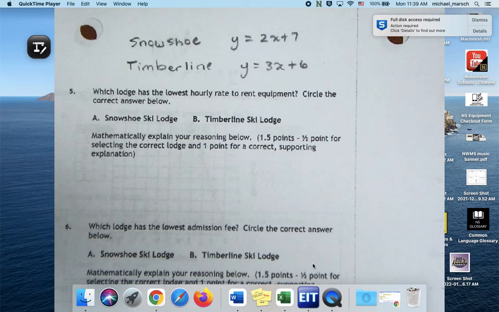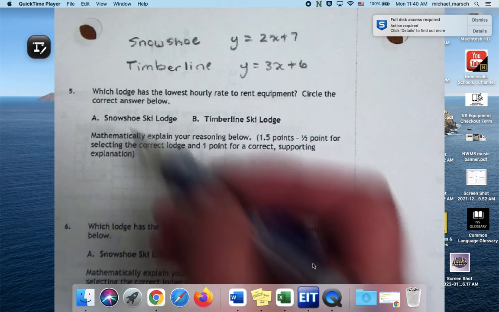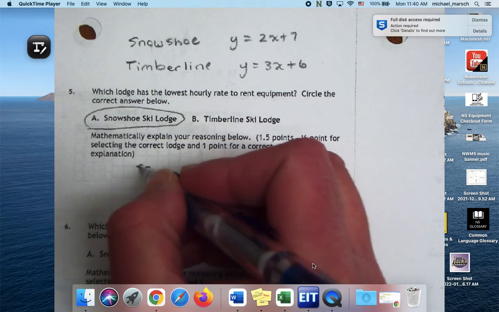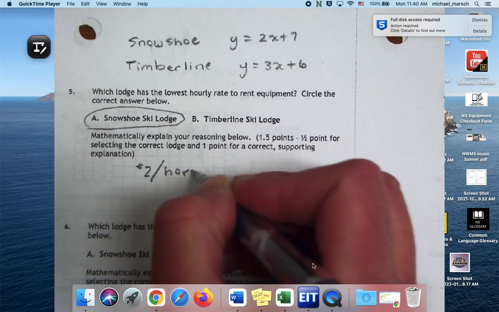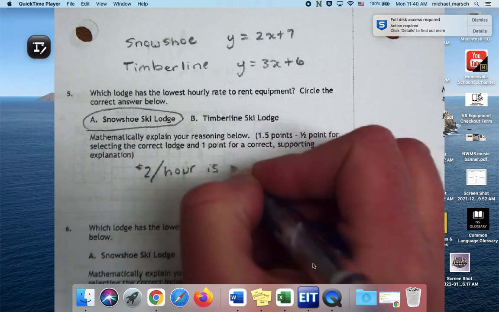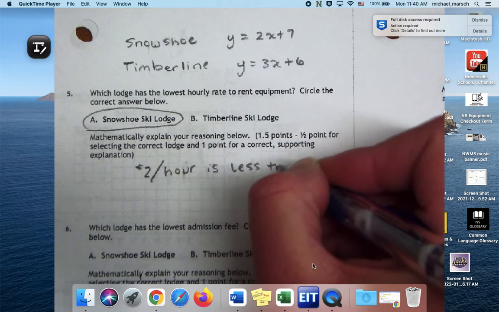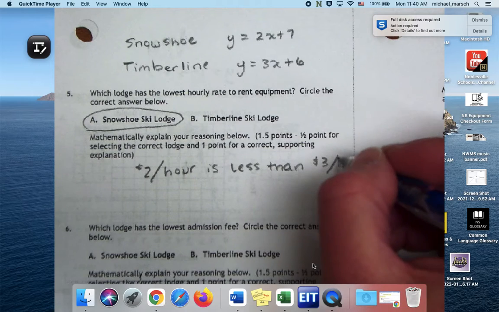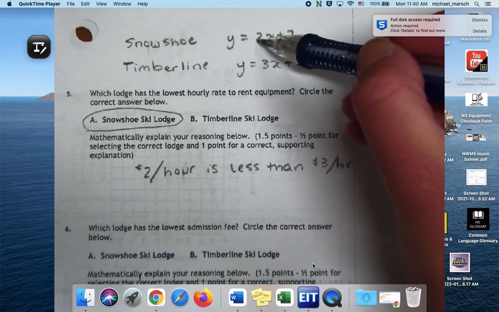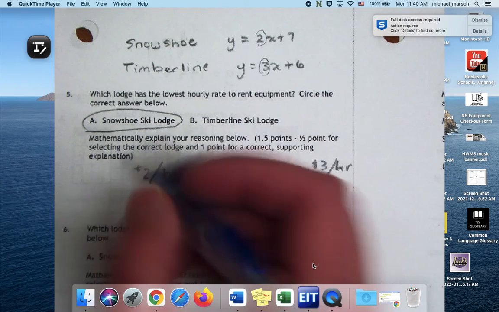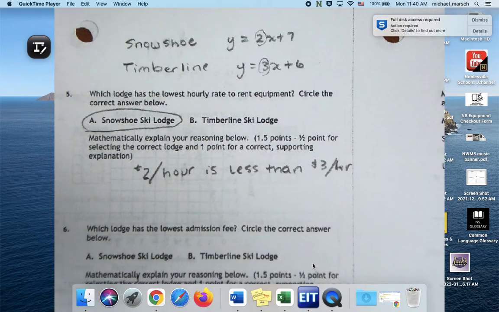Why? You're correct. Yeah, Snowshoe, because $2 an hour is less than $3 an hour. Right, so we look at those slope values, the 2 and the 3. Those are the hourly rates, and we know that 2 is less than 3.